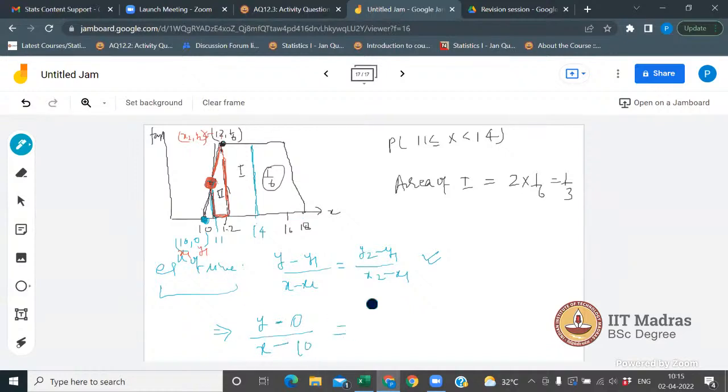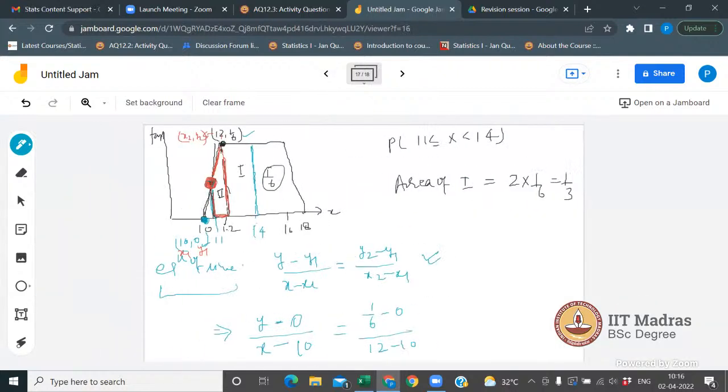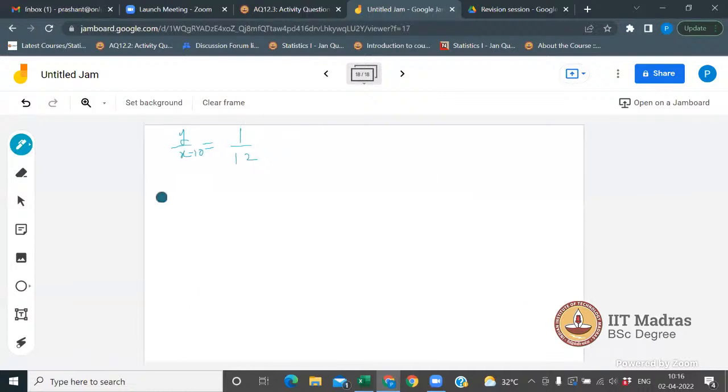Okay, and y2 is what? Anybody? This is 1 by 6, and y1 is 0, and x2 is 12 minus 10, right? Now you will get y by x equal to 1 by 12, right? No, it's x minus 10. It's x minus 10. Okay. Now, can I write it as 12y equal to x minus 10?